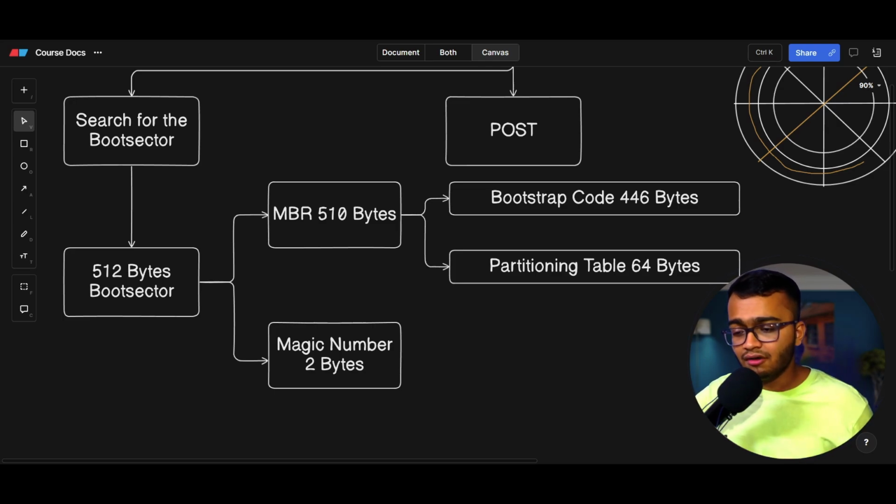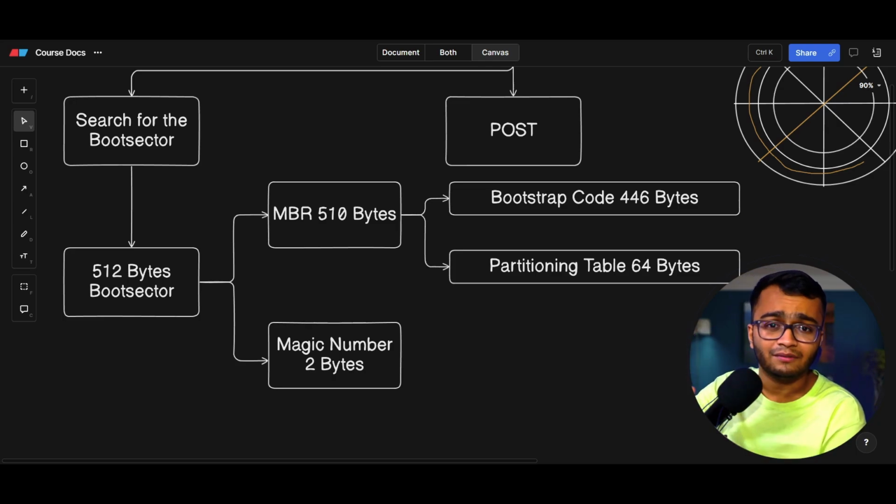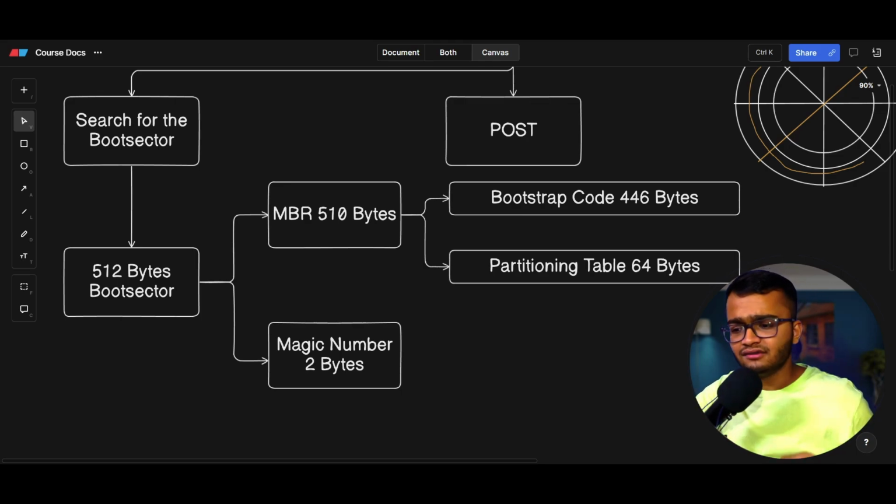Okay, so out of this 510 bytes, the 446 bytes consist of the bootstrap code, which consists of the bootloader, which has information for starting the operating system, and the remaining 64 bytes consist of the partition table, which tells what the file system architecture of a system is, whether it is NTFS or FAT32, and also how many partitions are present in the hard disk, the free space present in each partition, and the amount of data already stored in those partitions, right? So this was about the 510 bytes of the MBR.